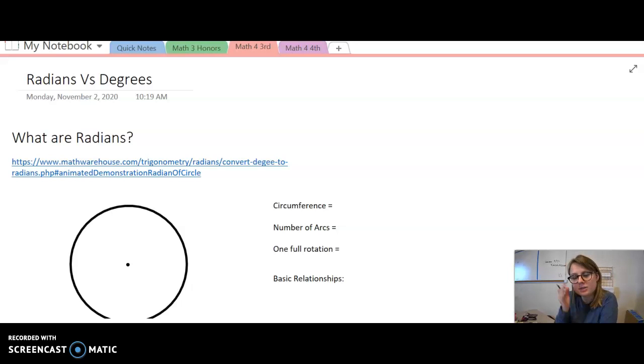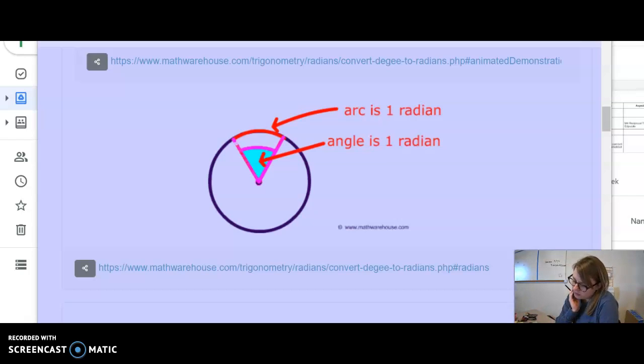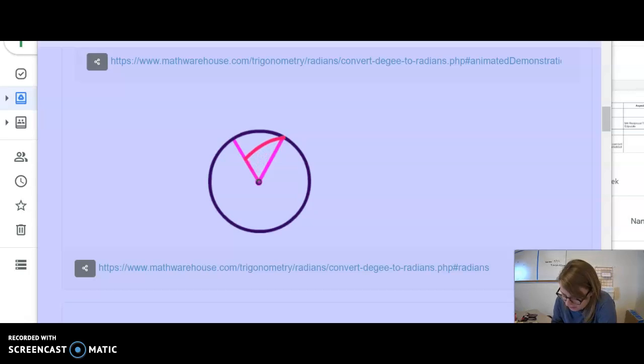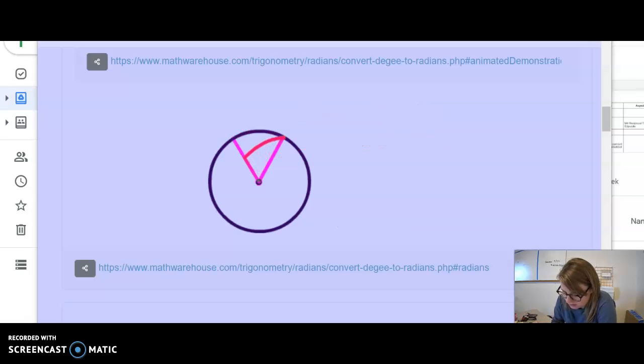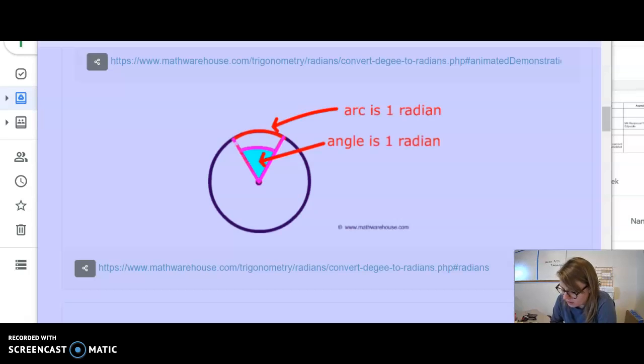Hey guys, so today we're going to be talking about radians versus degrees. So first of all, we need to talk about what are radians. Well, let's look at this link for a second. So I'm going to wait until it replays, but we have this line, and if we drag it along another radius, it becomes the arc of this circle. And it's still equal to 1 radian.